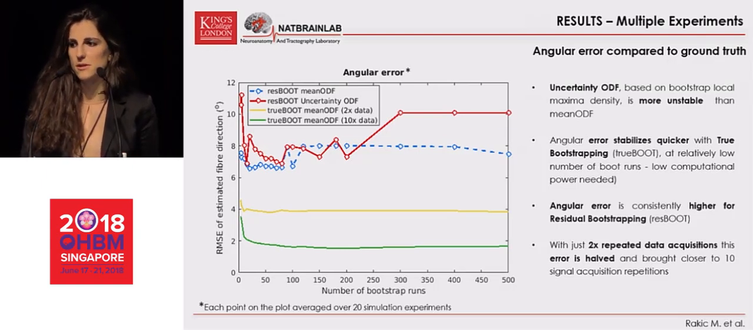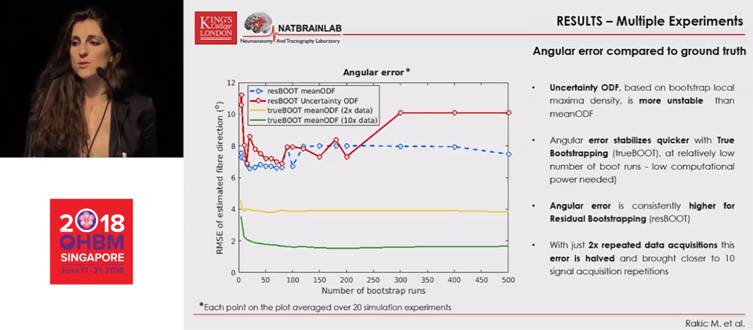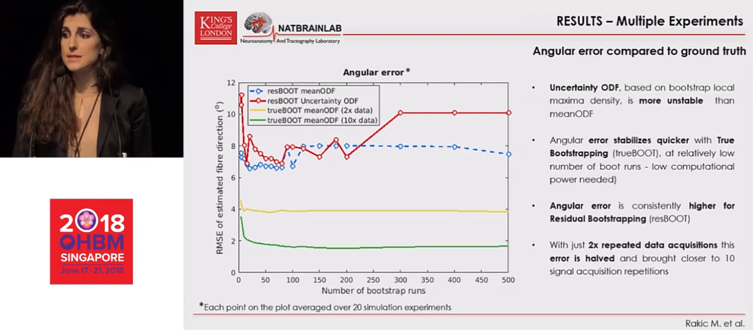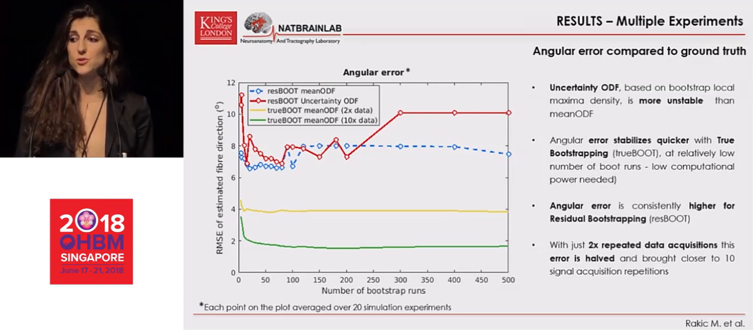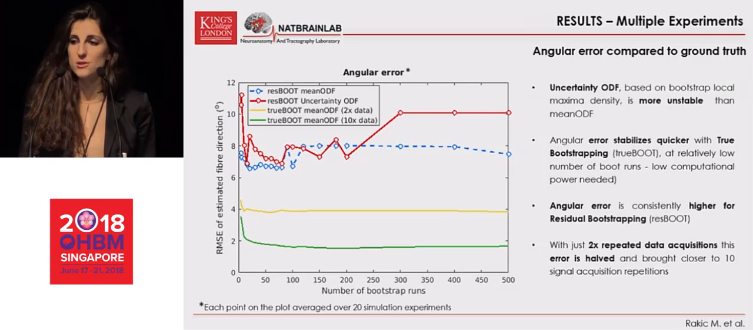This requires very, very little computational power. But more importantly, we see that the angular error is consistently higher for residual bootstrapping. And just using 2 signal acquisition repetitions, this error is halved and brought much closer to 10 signal acquisitions, which is sort of a gold standard.